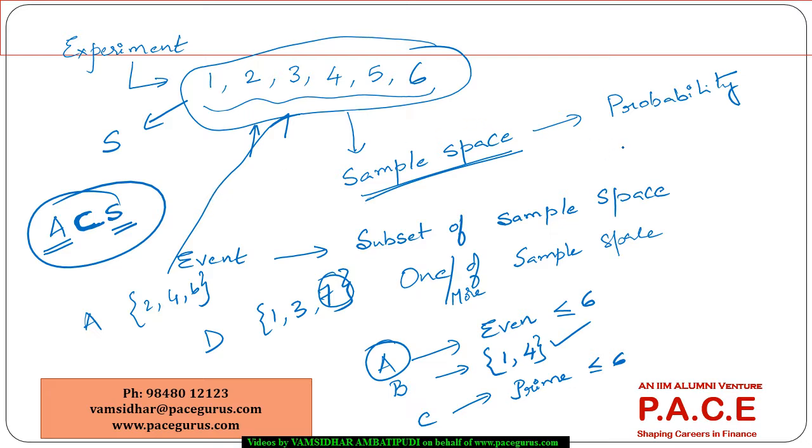And if a set, let's say A, does not contain any element, there is no element present in A, then we call that kind of set a null set. And generally we denote it by the Greek letter phi. The Greek letter phi is used to denote the null set. A null set is a set which does not have any elements in it.